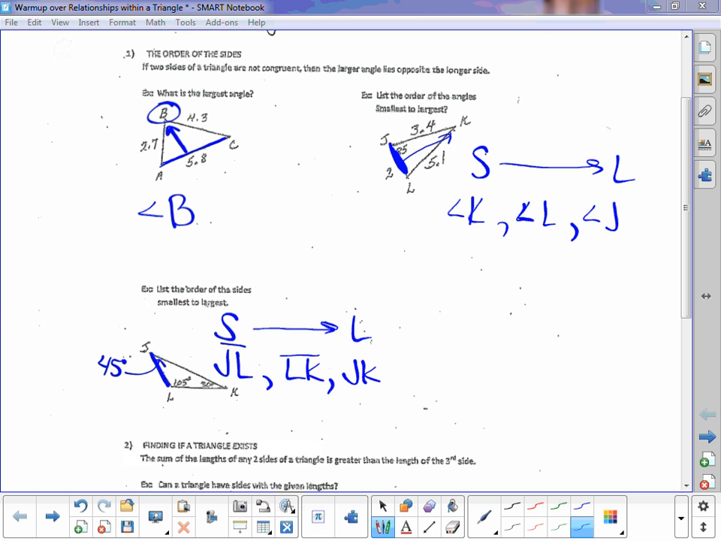JK. Now I want you to pause and take a look at your paper. Do you have proper notation of the segments? We're listing the segments, not talking about the measures of the segments. We're just listing those sides. We need to use that segment notation. All right, questions on that? Two.